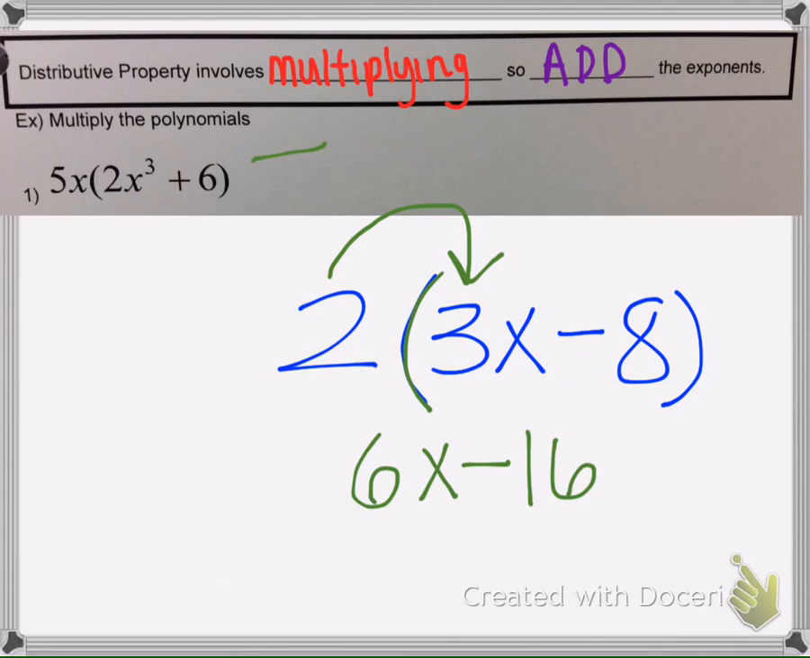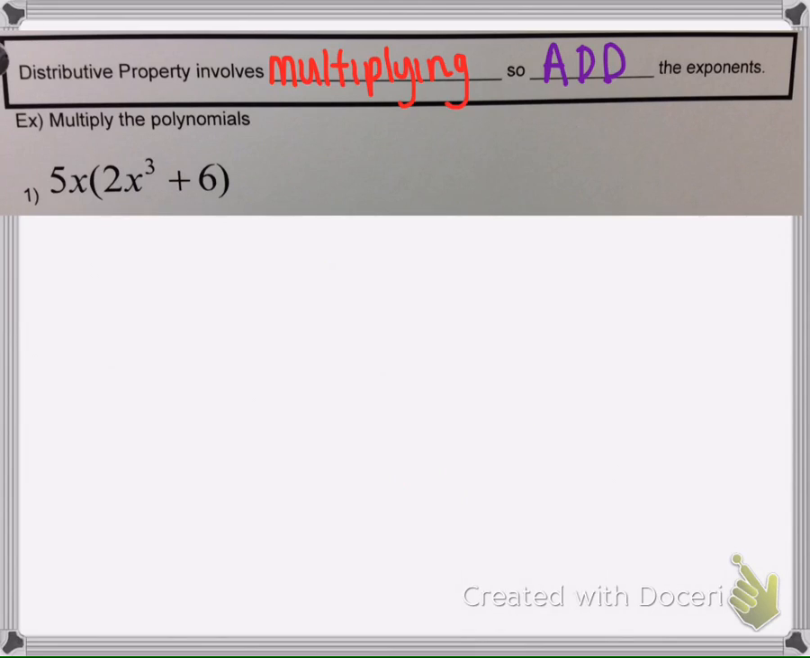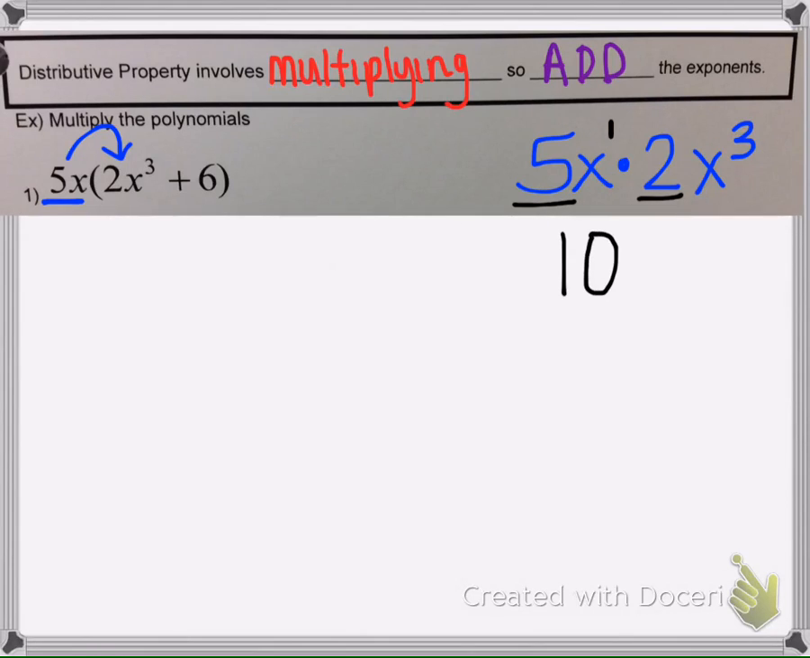We're going to do the same thing with a problem like this, except now we're going to have variables inside the parenthesis and outside the parenthesis, and we have to remember our rules for exponents when multiplying. In this problem, we're going to take this 5x and multiply it by the 2x cubed. We know from the first section in this chapter that when you're multiplying, you add the exponents. So we'd have 5 times 2, those are the coefficients, that's 10, and then we add the 1 and the 3 to get 4.